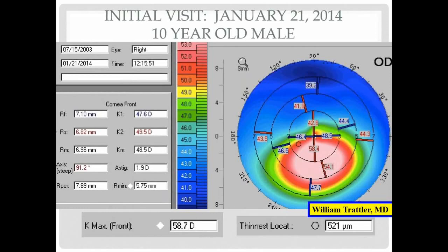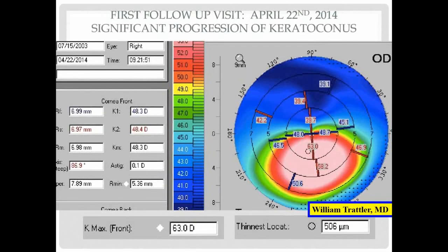You see the Kmax was 58.7, and the thickness was 521 at the thinnest point. So you can get a thinnest location thickness number. And you can see when the patient returned, the Kmax had increased to 63, and the cornea had thinned because the patient had bulge over those 3 months. So unfortunately, over these 3 months, there's significant progression.